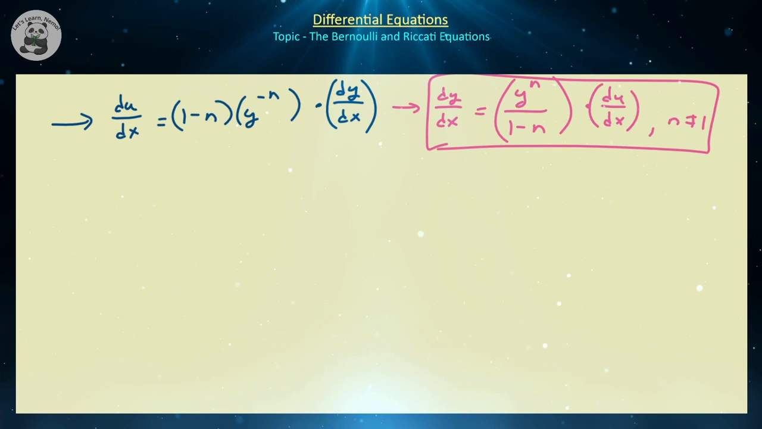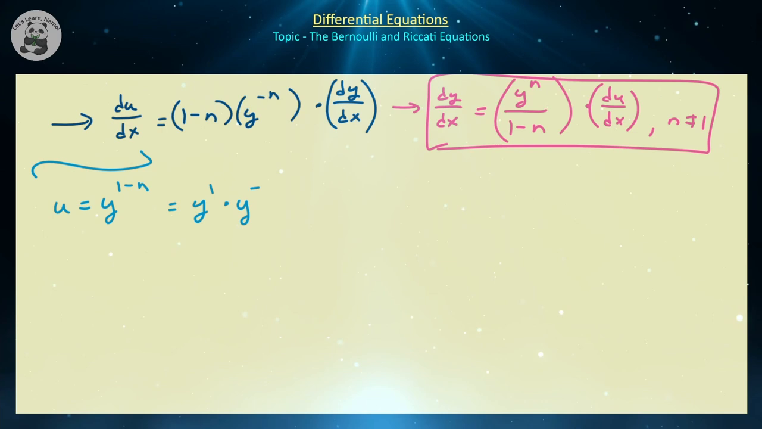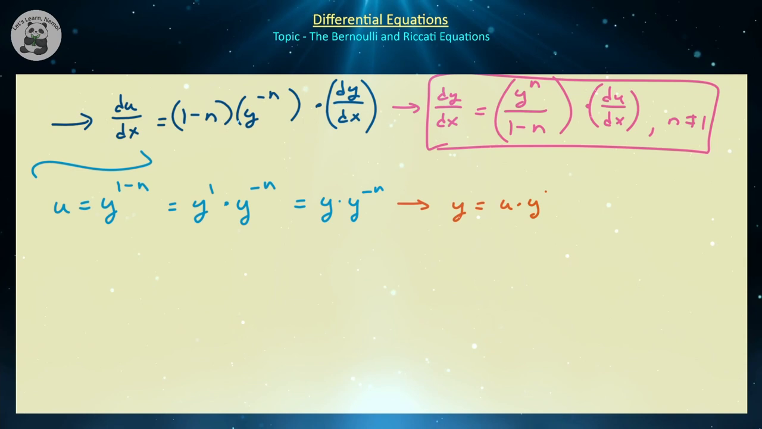Keep in mind, u was defined to be equal to y to the power of 1 minus n, which can also be decomposed as y to the power of 1 times y to the minus n, or simply just y times y to the minus n. We're going to use this as well. So if u is equal to y times y to the minus n, you can, of course, get the relation that y is just equal to u times y to the positive power of n. We're going to be using this substitution as well, right?